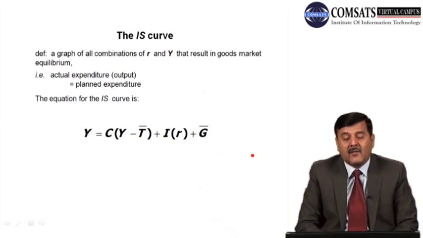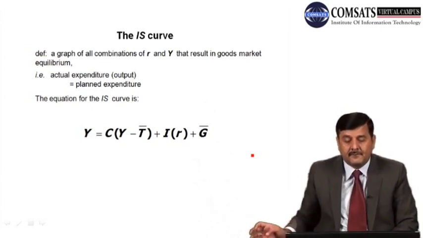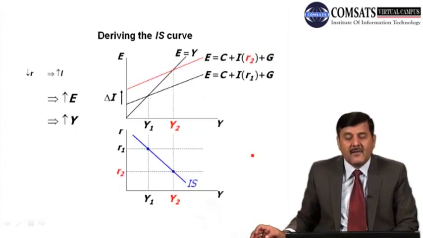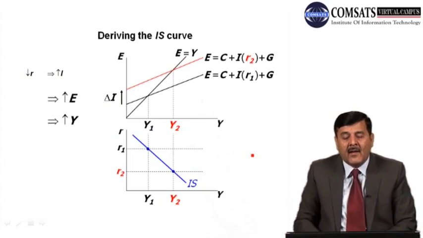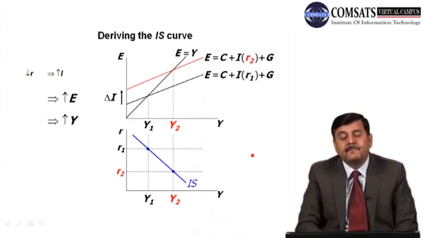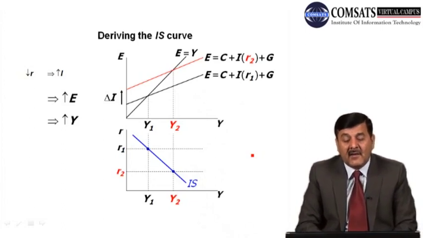And that is, actual expenditure output is equal to planned expenditure. So Y is equal to E. The equation of the IS curve can be written as Y is equal to C, which depends on Y minus taxes, plus investment, which depends on the rate of interest, plus G bar, which is given. Now we'll try to derive the IS curve from the Keynesian cross. We have basically two diagrams in this slide. We have a Keynesian cross diagram and the IS curve.